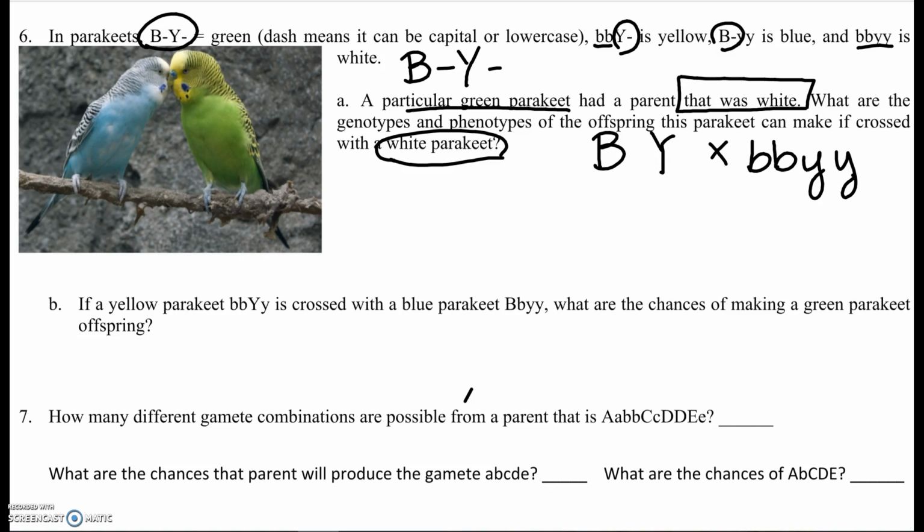They're always going to have to give you enough information to figure that out. If they had a parent that was white, remember that the only code for white is this. So that would have to mean that they're big B, big Y, little y, because they would have received a little b and a little y from that parent. They will always have to give you enough information to fill that in. If it was green, then it would just be capitalized.